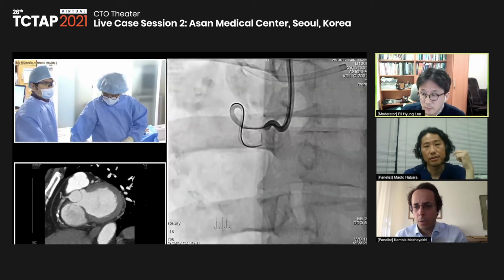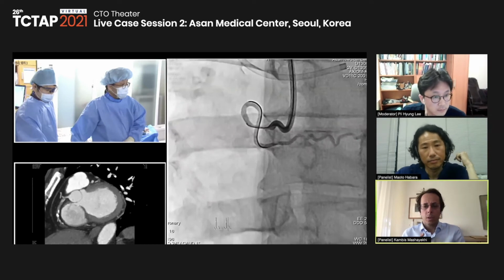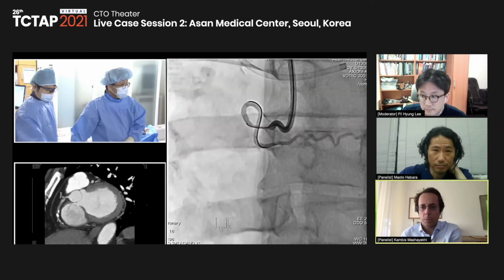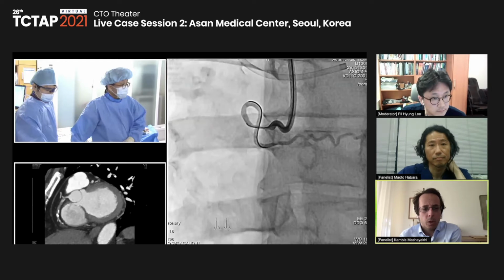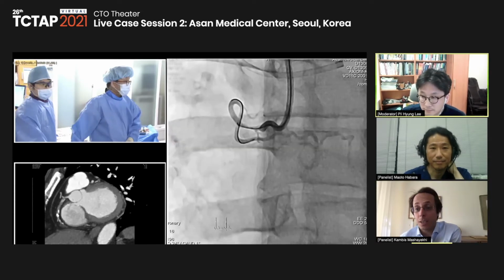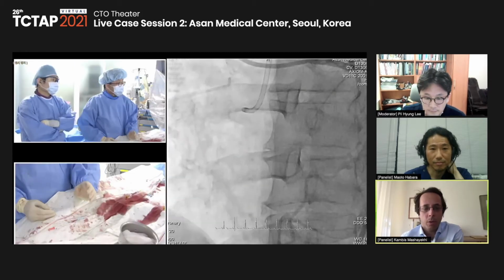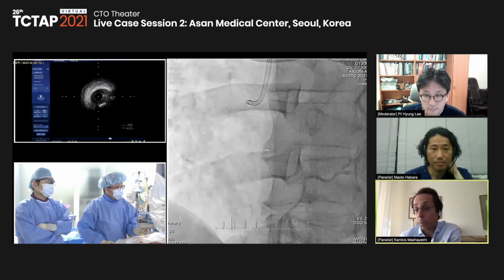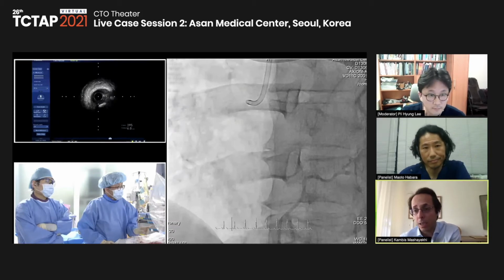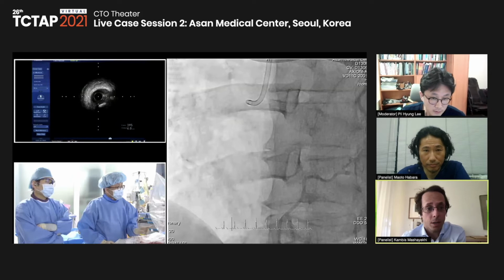So Habara, may I comment on one thing and also ask you, because one thing is interesting here. When you look at the IVUS, you see calcium, right? But you don't see it on CT. So this is very important, also for the people who are not so advanced to understand this, that it's possible to still see some fibrocalcification on the IVUS, but not on CT.